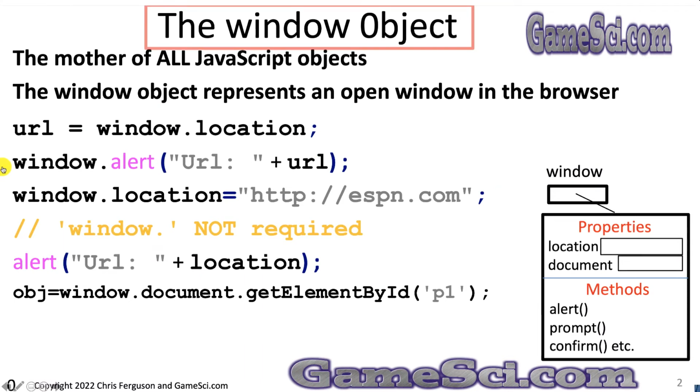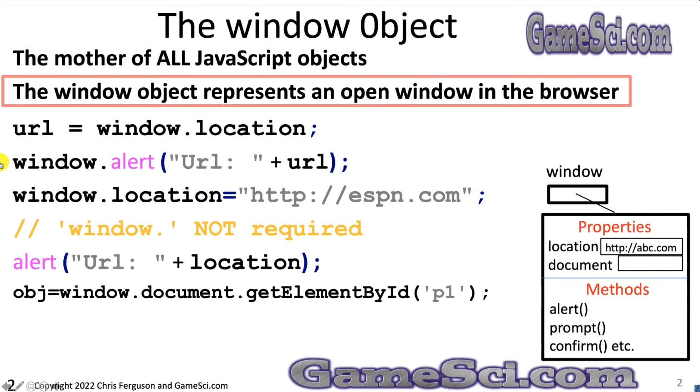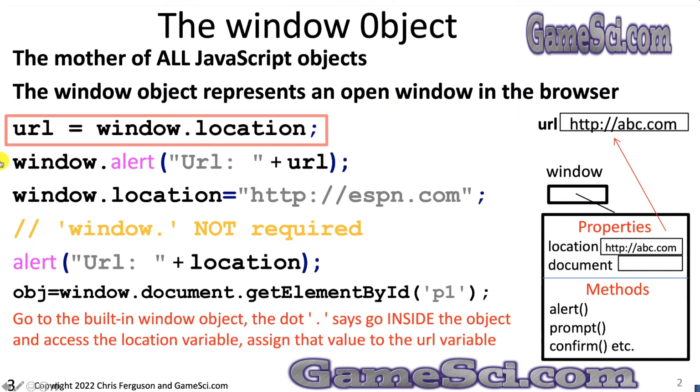The window object. Clearly one of the most important built-in objects there is. I would call it the mother of all JavaScript objects because everything else is part of the window object. The window object represents an open window in the browser. If you've opened up a web page, you have a window that you're viewing on the screen. That is the window object. Like all objects, it has variables and it has methods. Let's look at one of each.